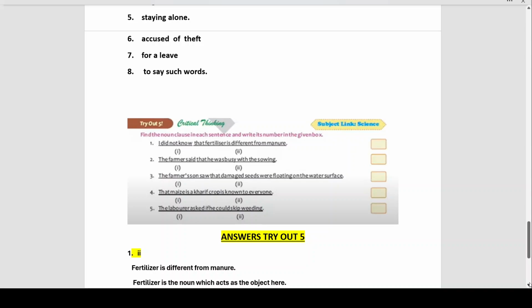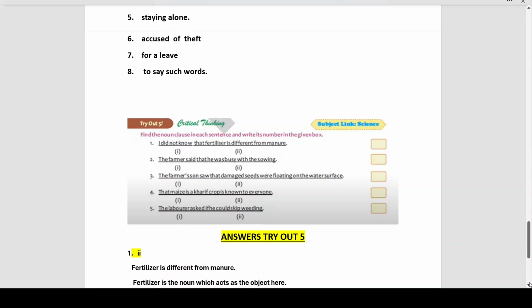Now, as we know that every sentence has a subject and a predicate. Over here, what we need to do is find out what the clause is over here and what is the noun clause over here. Now, I did not know is your point number one. That fertilizer is different from manure. So which is the noun clause over here, students? It is your part 2. That fertilizer is different from manure is your answer.